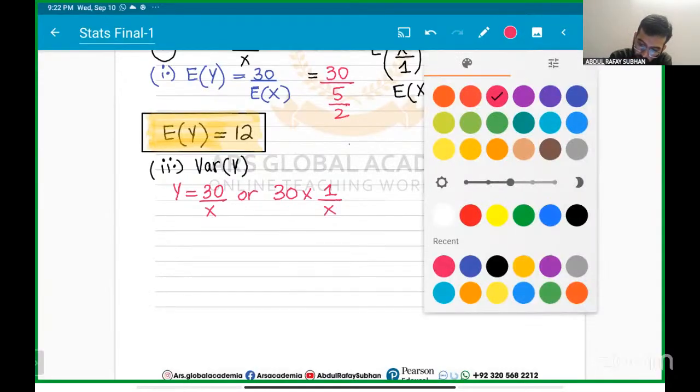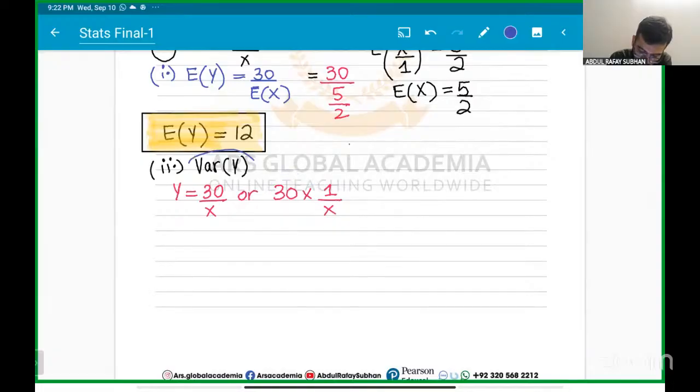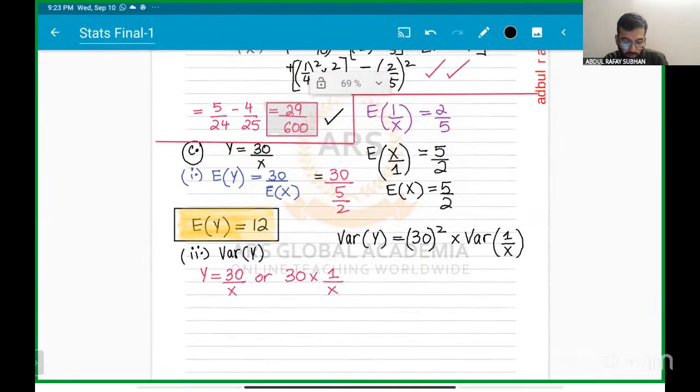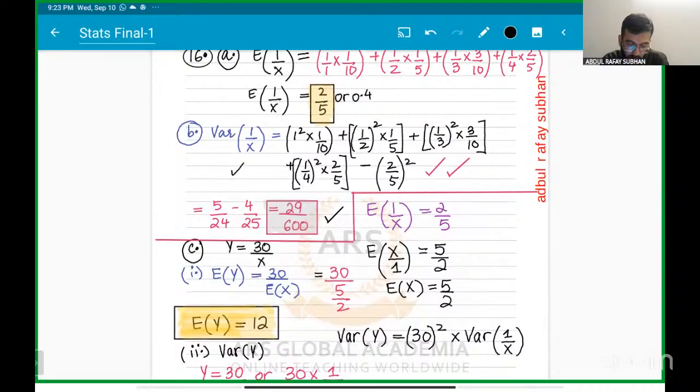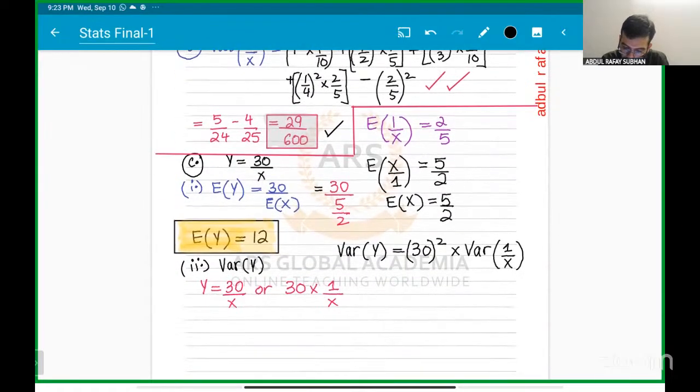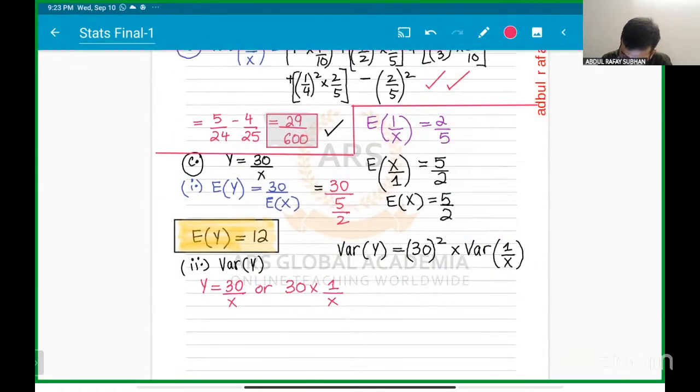So that's what we have to do. Again, it's multiplication, it's the variance. So in order to find the variance of y, you can tell the examiner that it will be 30 squared. You have to square 30, and then multiply with the variance of 1 over x. Is everyone getting it? Whatever the variance of 1 over x we got in part B, 29 over 600, multiply by 30 squared.